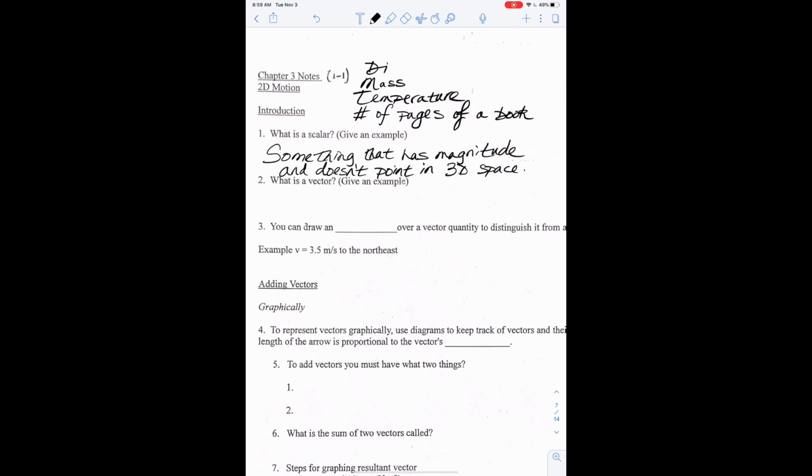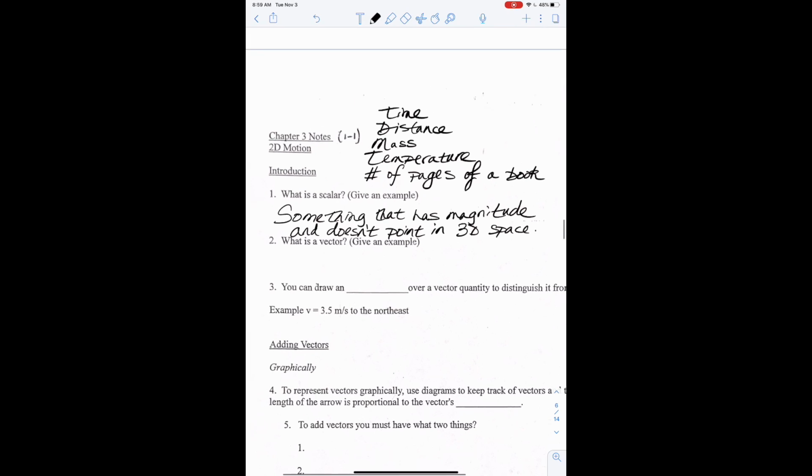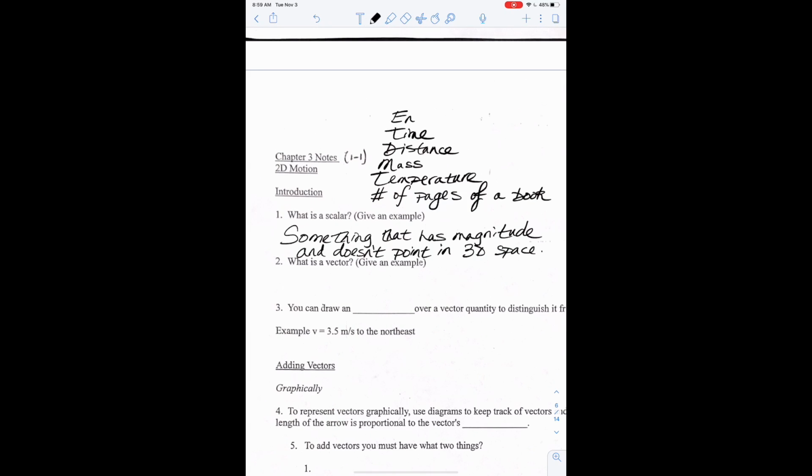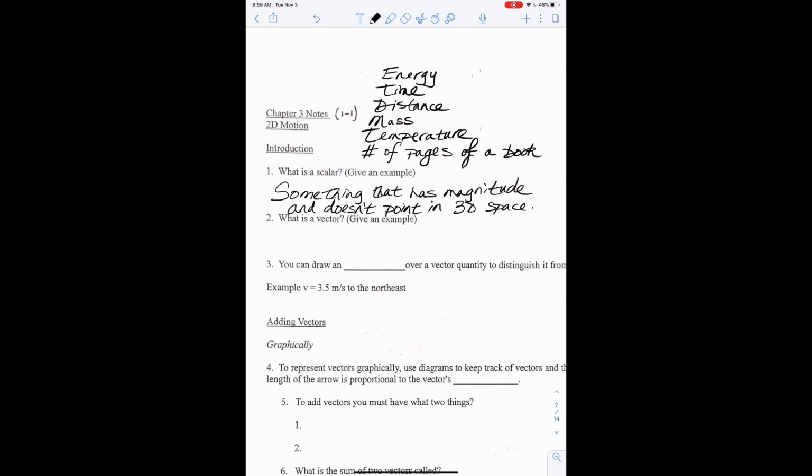So distance is a scalar. Time is a scalar. And yeah. All right. So energy. Energy could be positive or negative, but once again, that just means whether you gained or lost energy. So you can't just say scalars are always positive, because we're seeing here that things like temperature and energy are scalars, but they also can be positive or negative.